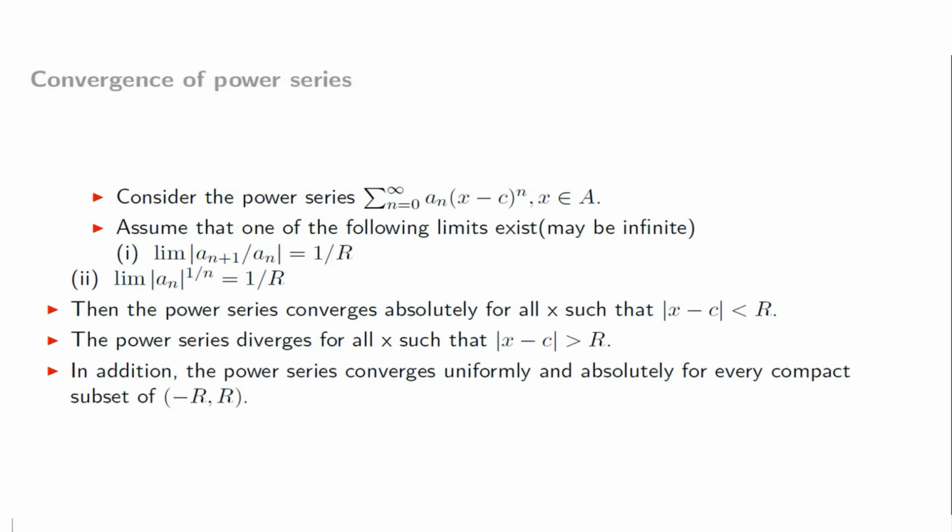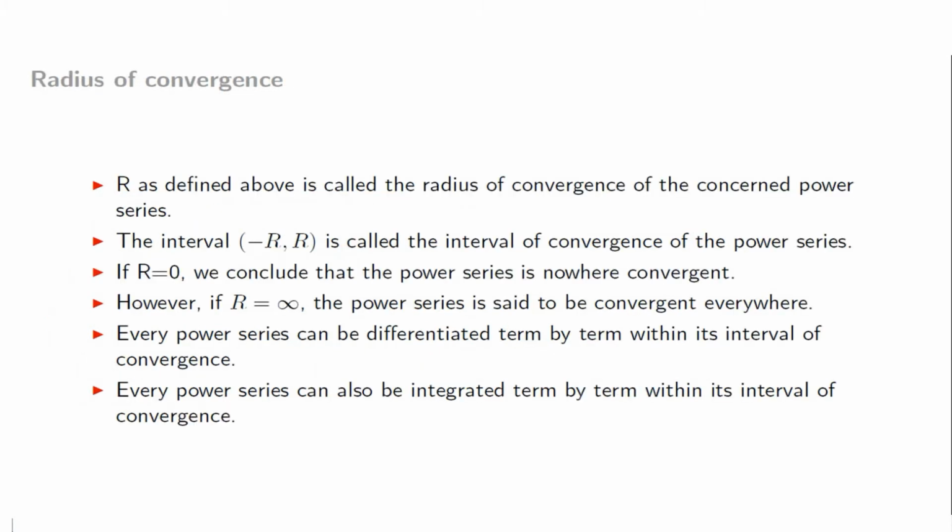Then the power series converges absolutely for all x such that the absolute value of x minus c is less than r. The power series diverges for all x satisfying the absolute value of x minus c greater than r. In addition, the power series converges uniformly and absolutely for every closed subset of the interval c minus r up to c plus r. So, let us define radius of convergence.